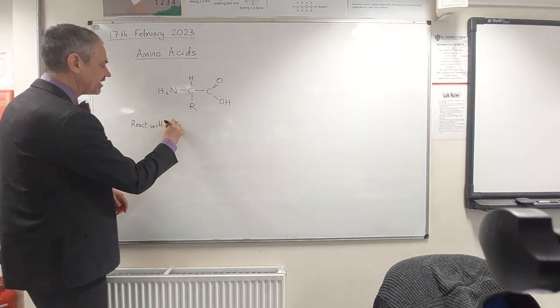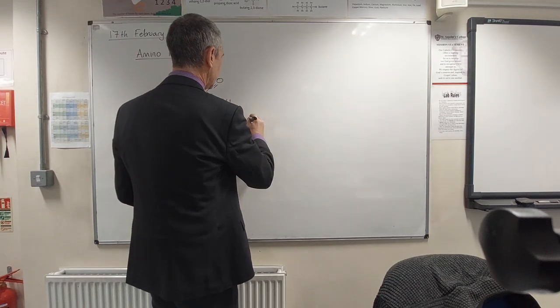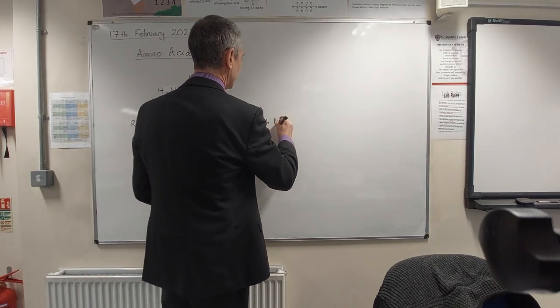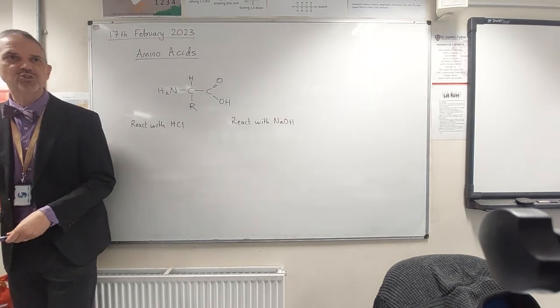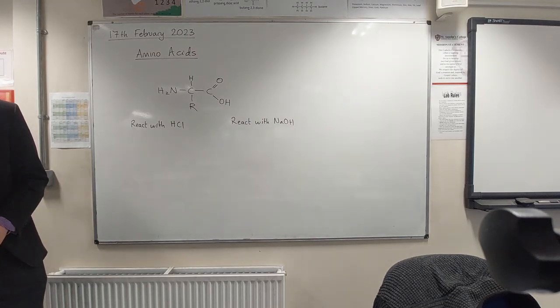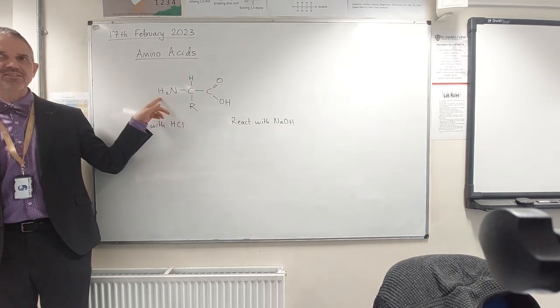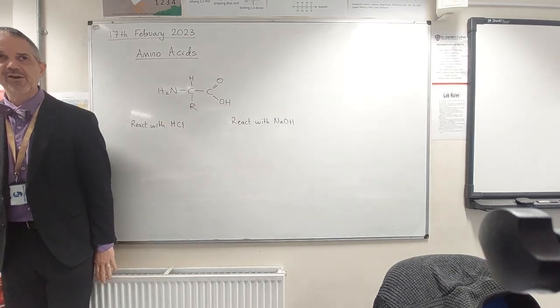Okay, say, react this with HCl, and then an alternative, I'll react it with NaOH. Could you draw me the structure of the substance I would make if I reacted some of this amino acid with HCl and some of this amino acid with NaOH?